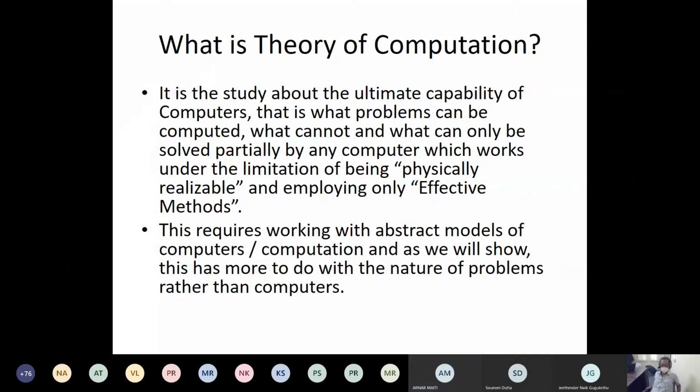Thank you. So theory of computation, as I was saying, is about the ultimate capability of computers. That means we have to do it formally, mathematically, rather than refer to some already realized machine. What problems can be computed? Can every problem be computed? Well, the answer is no. So naturally, we would like to know what cannot be computed. Maybe in your FLAT course, you have already heard about the halting problem. It's a problem which cannot be solved. We are going to go somewhat deeper in that. And there are problems which can only be solved partially. We will get into that.